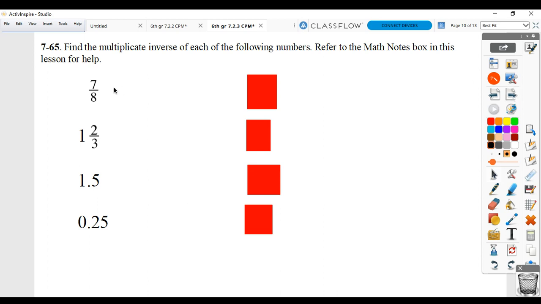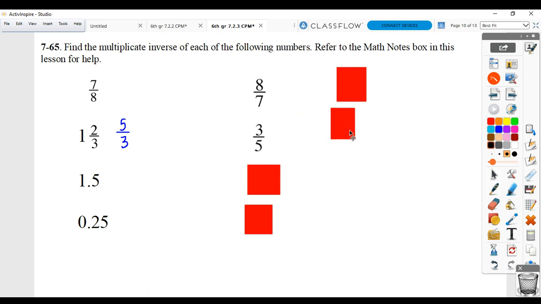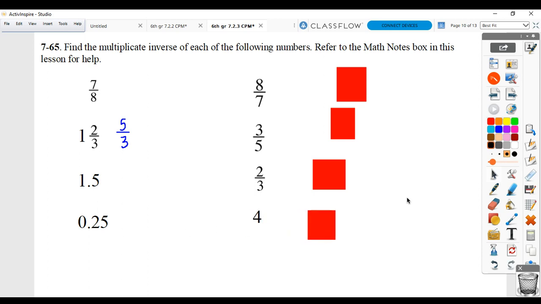For the multiplicative inverse of each of these, that is the same again as the reciprocal. So the reciprocal of 7/8 is 8/7. In order to find the reciprocal of this, you're going to need to first change it to an improper fraction. So 5/3, and then you can flip it to 3/5. Here you could change it to 1 5/10 or 1 1/2, then change it to an improper fraction, then do the flip. You end up getting 2/3, because this one is simplified as 3/2. This could be changed to 0.25 or 1/4 before you flip it, which then means the reciprocal is 4.